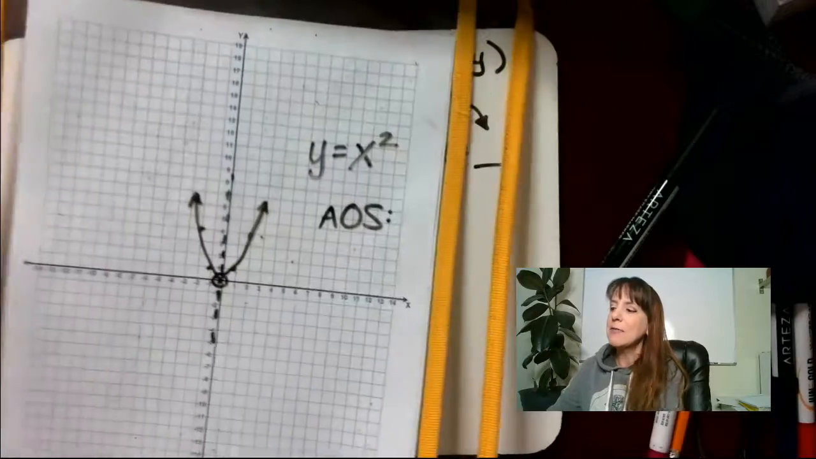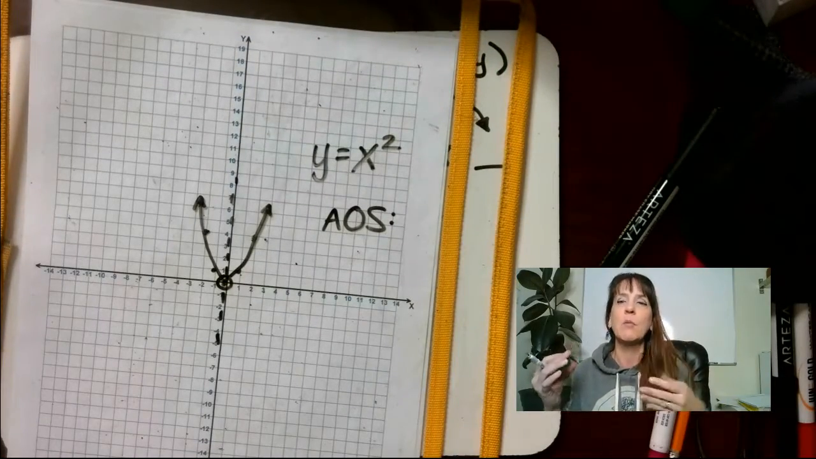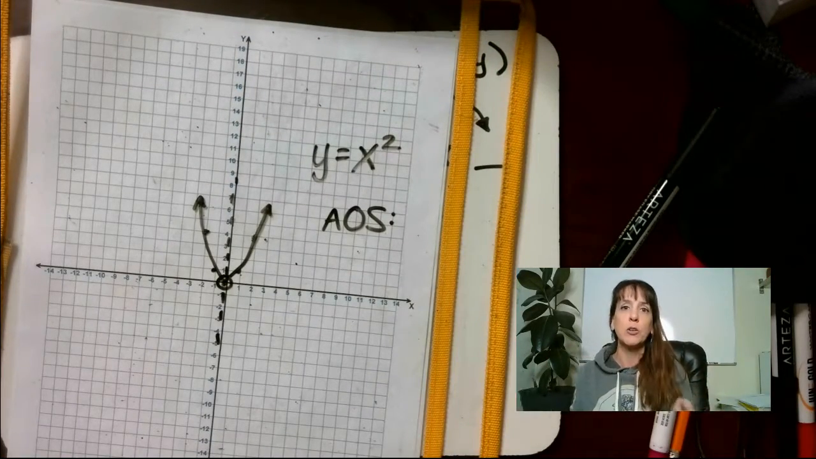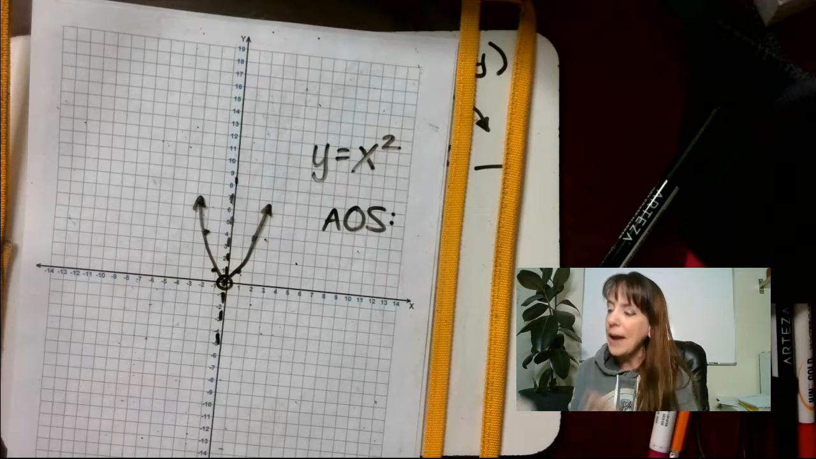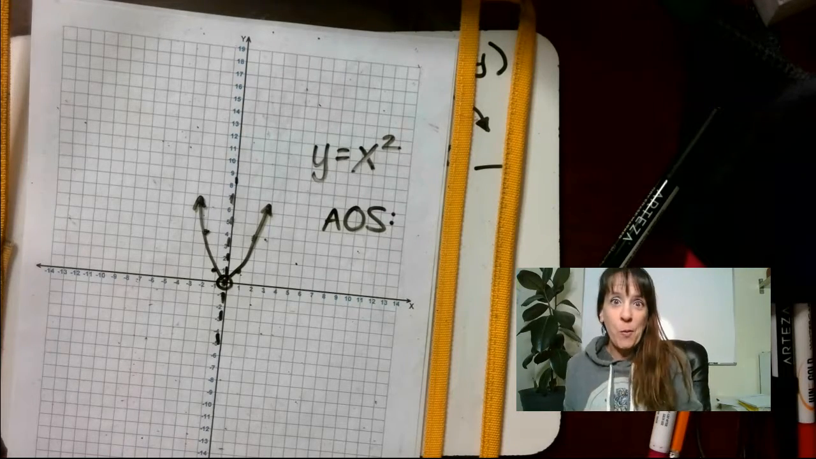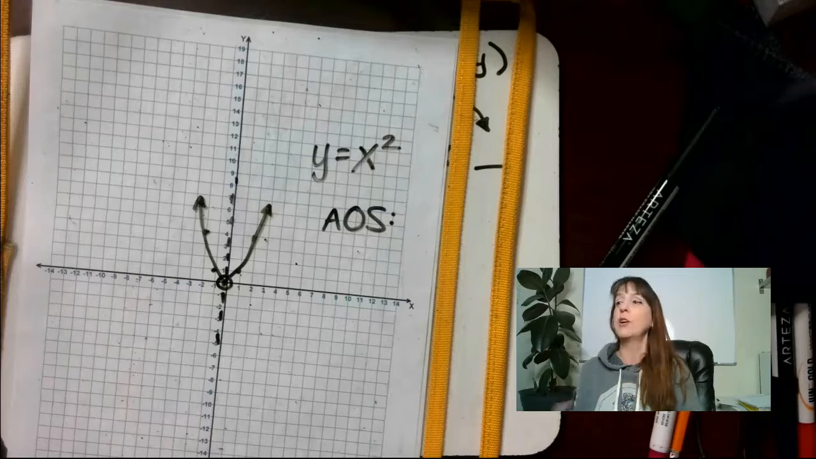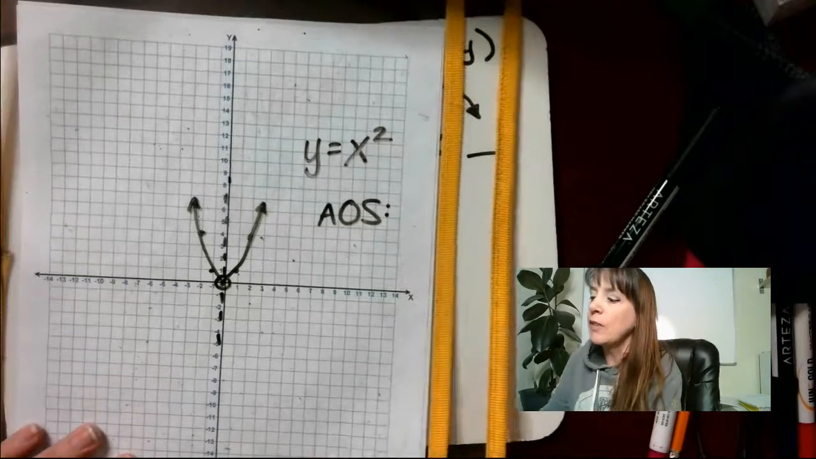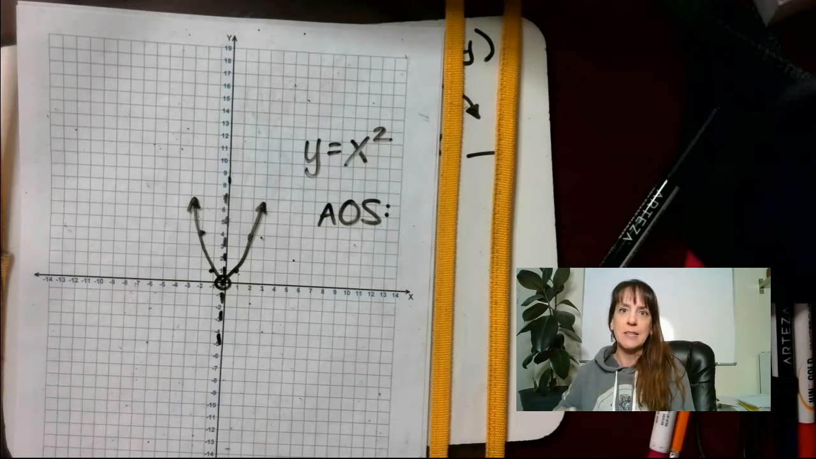So why is the vertex important? Well, we can always use an XY chart in order to graph a function, right? However, if we don't know where our vertex is, we don't know where to graph. We don't know which numbers to pick. So we've got to figure out what that axis of symmetry is, okay?